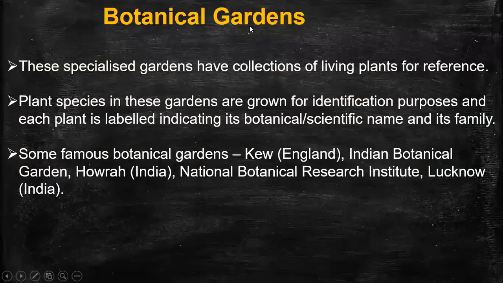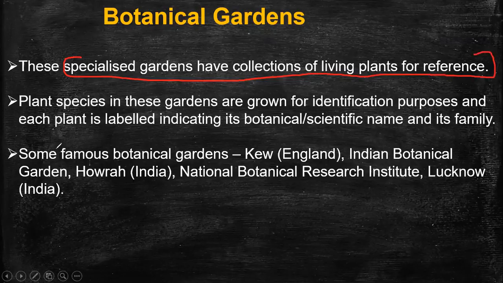Second taxonomical aid is a botanical garden. Specialized gardens having collections of living plants for future reference. Plant species in these gardens are known for identification purposes. So these botanical gardens are a kind of ex situ conservation, that is, living plants are used for future reference. Royal Botanical Garden at Kew in England.